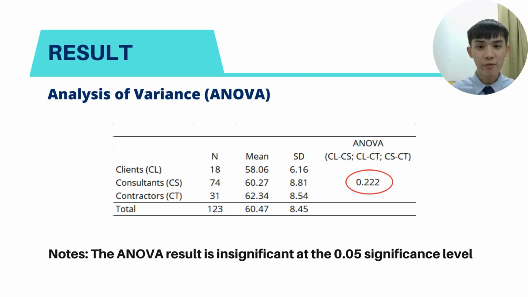Next, we do the analysis of variance, ANOVA, between the groups: clients, consultants, and contractors. And we get the result of 0.222. This means that there is not much difference between these groups.